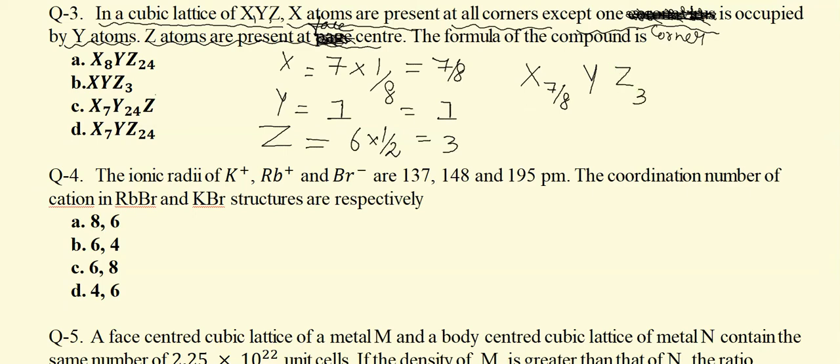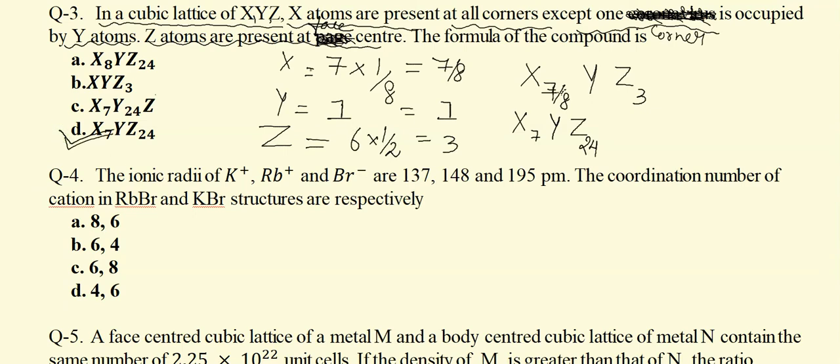But you know that we cannot keep the empirical formula in the fractional form. So in order to make it a whole number, we have to remove this fractional 8. So how can we remove this 8? We can remove this 8 by multiplying by 8 with the equation here. So here it will become x7 y1 z24. So our answer is D.